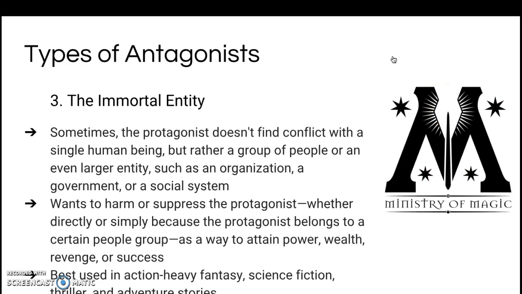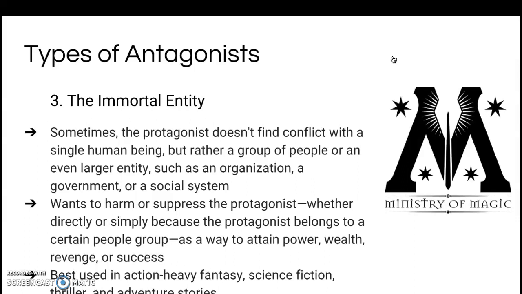Another type of antagonist is the immortal entity. This is when the protagonist doesn't have a conflict with a single human being, but rather a group of people or an organization like the government or a social system. Think of the conflict type of man versus society.